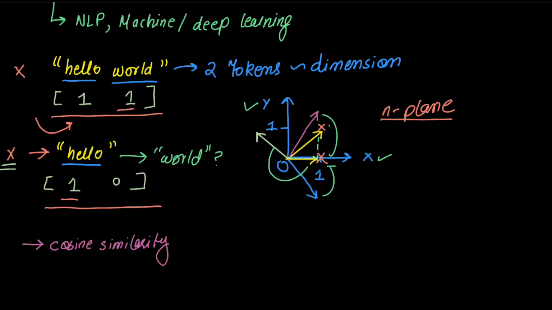A more probable solution would be to find the angle between them, the angle between here and then the angle between right here. I know it's getting a bit messy, but I hope you get the concept. So that's where cosine similarity comes in.